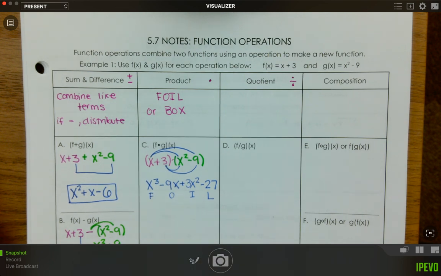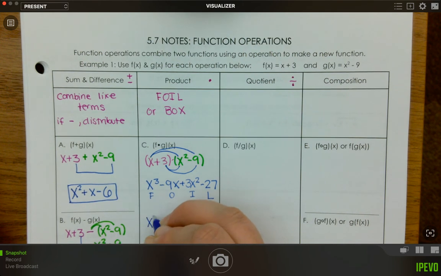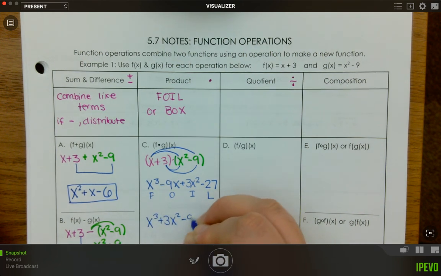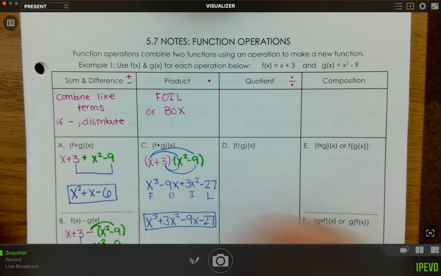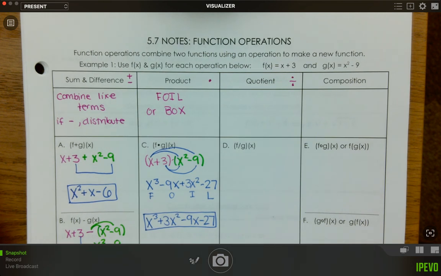There's no like terms on this one. However, I do want to make sure that I write the 3x squared before the negative 9x so that it is in the correct order. And there you go.